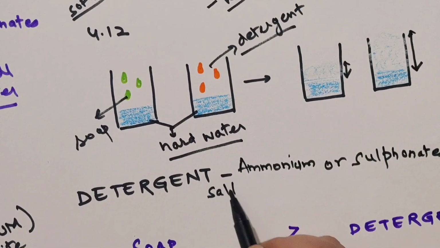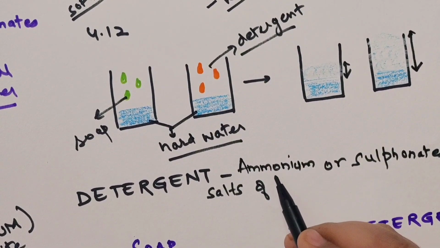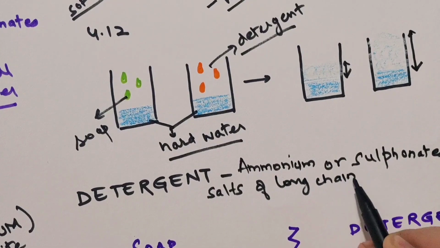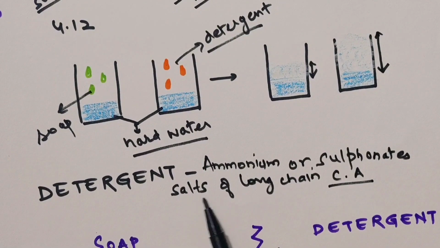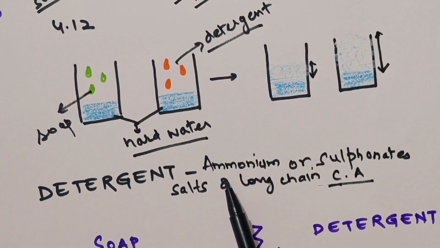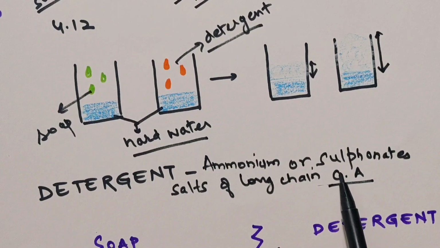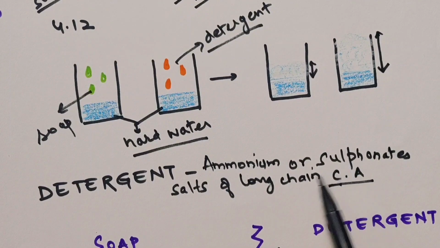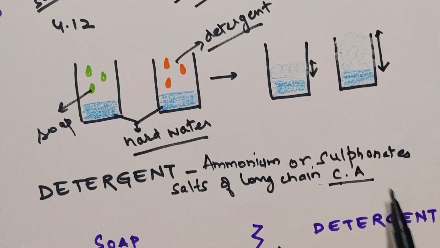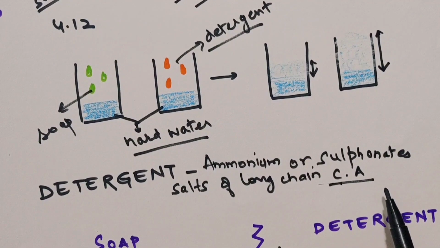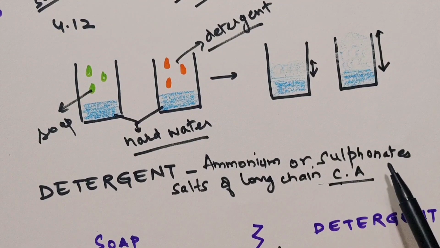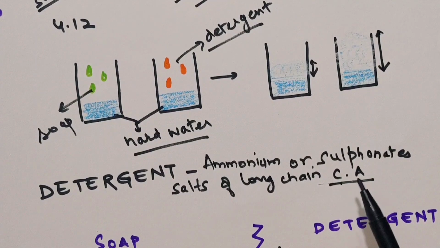Sulfonate salts of long chain carboxylic acid. Okay, so there is long chain carboxylic acid in both soap and detergent, but the ionic part differs. There it was sodium or potassium salt, here it's ammonium or sulfonate salts. So since the chemical nature is different, its action would be different. It would not form scum with calcium or magnesium ions. So basically hard water would have no effect when detergent is used.